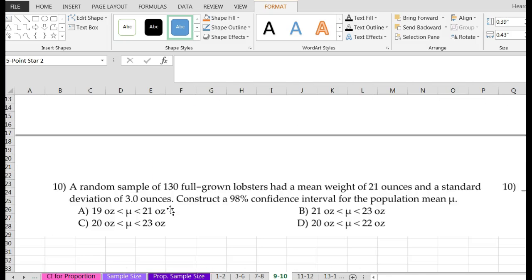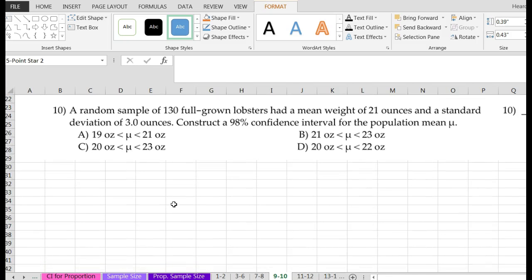Let's look at the next problem. A sample of 130, sounding like a Z here. I have a mean weight of 21 ounces. There's my X bar, 21. My N is 130, and a standard deviation of 3.0 ounces. They've given me the standard deviation, and they want a 98% confidence interval. Okay, we can do that. Again, this is going to be a Z.